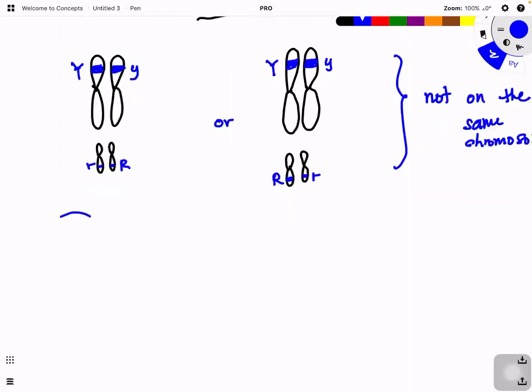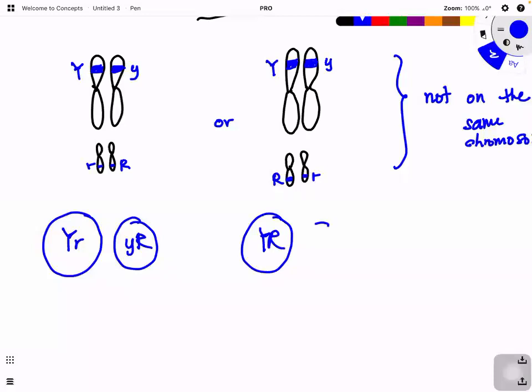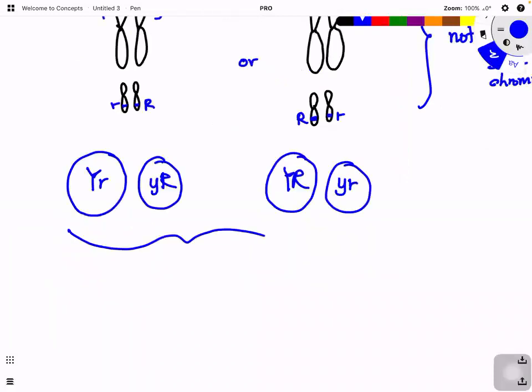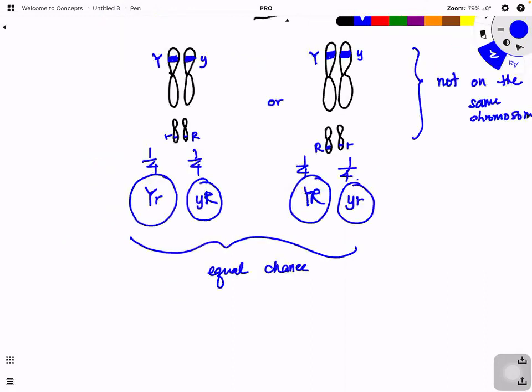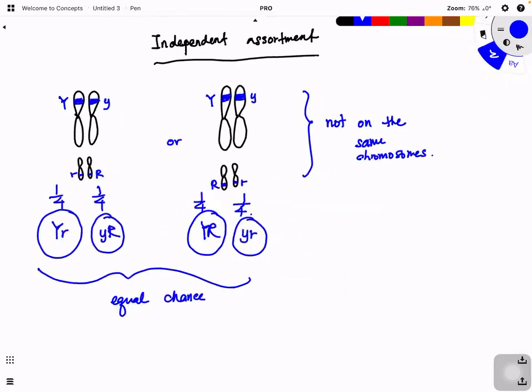So if you separate them, you will have big Y small r, small y big R, big Y big R, small y small r. Due to independent assortment, each of them has an equal chance, so 1 over 4, 1 over 4, 1 over 4, 1 over 4. Are you clear? This is what we call independent assortment. If the question doesn't say anything, we assume these 2 genes are located on 2 different chromosomes, not on the same chromosome, then only can we use independent assortment.